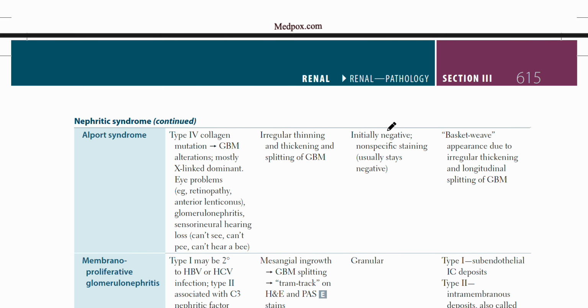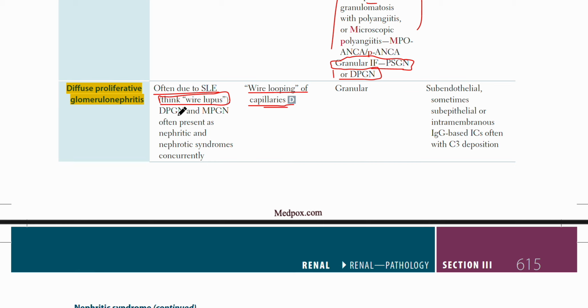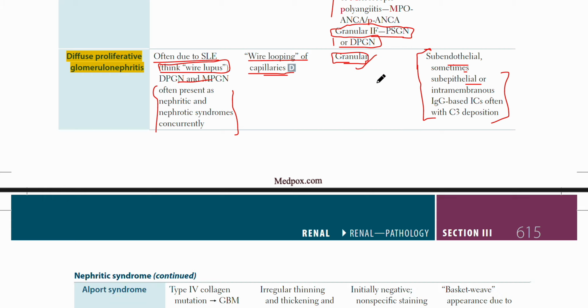So wire looping of the capillaries occurs in light microscopy. It is usually present in DPGN and MPGN, membranoproliferative glomerulonephritis, often presenting as nephritic and nephrotic syndrome. So this occurs in the nephritic spectrum. There is granular deposition in immunofluorescence, and also subendothelial, sometimes subepithelial or intramembranous, IgG-based immune complex deposits, often with C3 deposition. These are the typical features. So there is granular deposition in this case also.